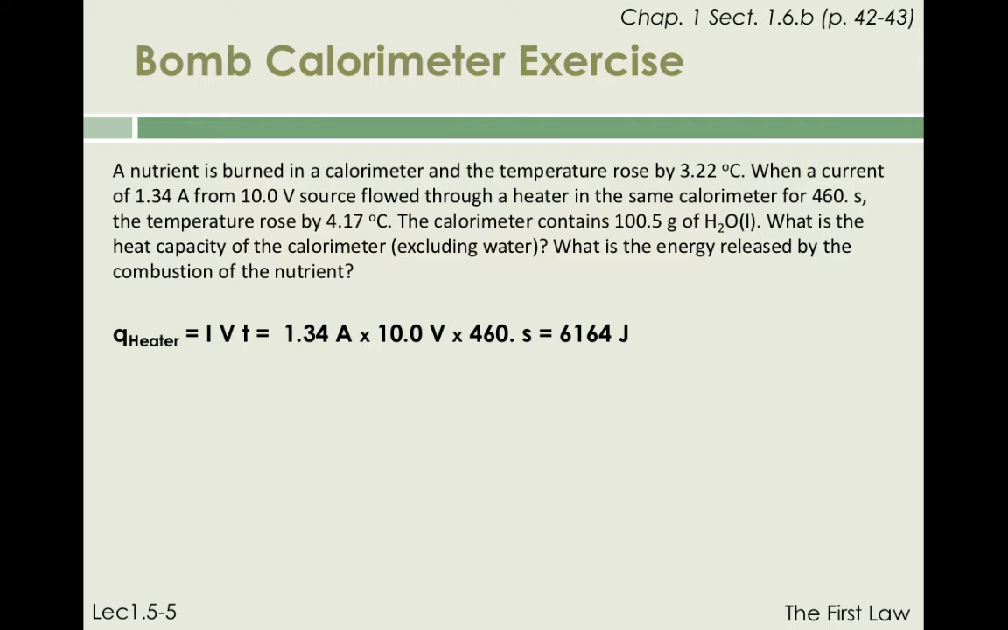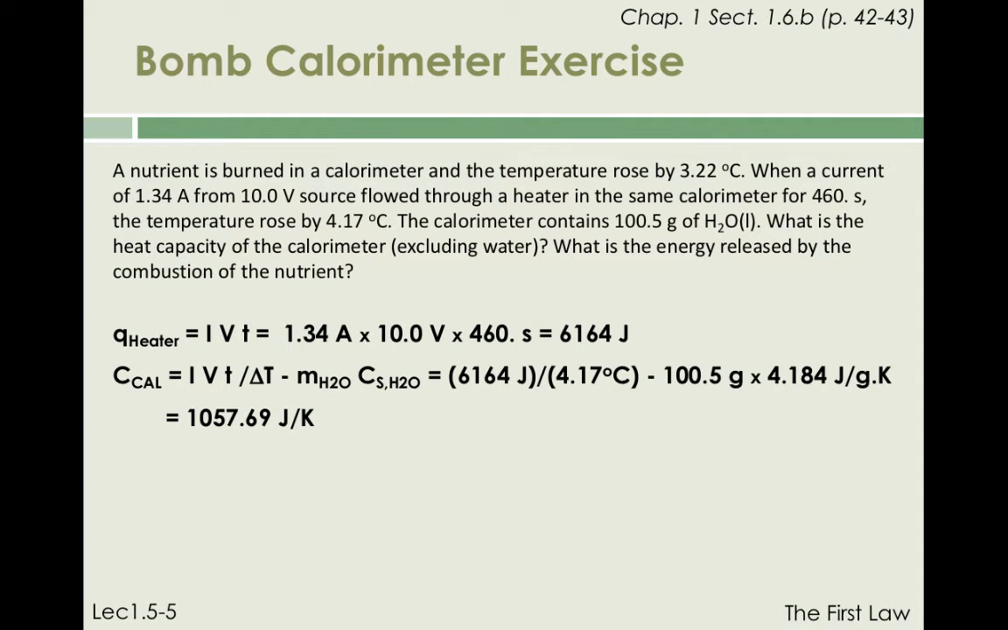We equate this quantity to the sum of the heat capacity of water and the heat capacity of the empty calorimeter times delta T, and get Ccal equals I times V times t divided by delta T minus the mass of water times the specific heat capacity of water, equals 6,164 joules divided by 4.17 degrees Celsius minus 100.5 grams times 4.184 joules per gram per Kelvin, equals 1057.69 joules per Kelvin.